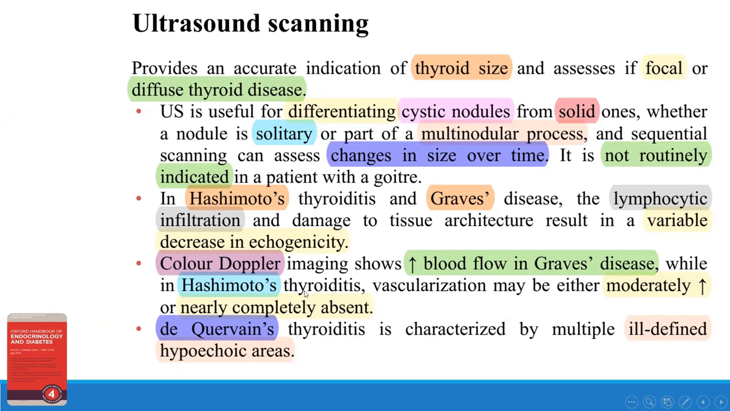In the case of Hashimoto's thyroiditis, of course, the vascularity may be either moderately increased or nearly completely absent, but this is mainly operator dependent. So color Doppler and thyroid scan for differentiating Graves' disease from Hashimoto's thyroiditis is not accurate enough. De Quervain thyroiditis is characterized by multiple ill-defined hypoechoic areas. And actually, in the exam, this slide is not very important, except for increased blood flow in Graves' disease.